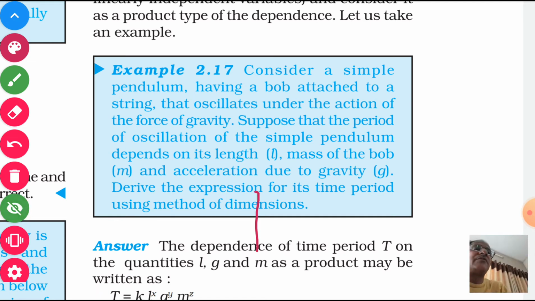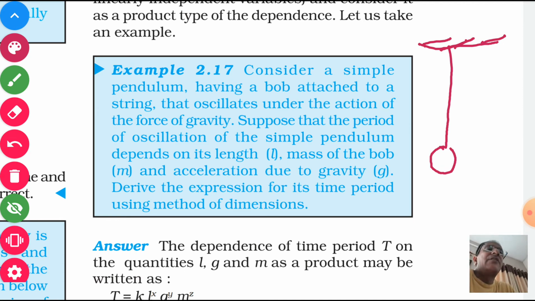Now simple pendulum, as you must have seen, say this is the simple pendulum. A thread is there and it is tied with a rigid support, and at one end the bob is attached to the string that oscillates under the action of the force of gravity. So it performs the oscillation in this plane. Suppose the period of oscillation of the simple pendulum.